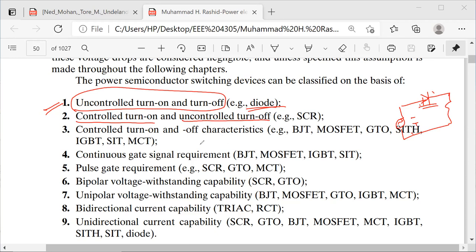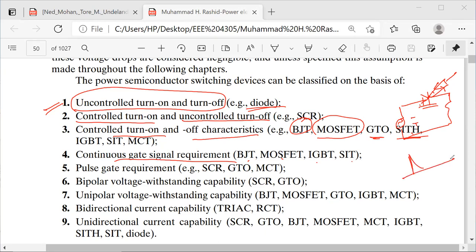But there are some other devices with controlled turn on and controlled turn off. That is BJT. If you apply the voltage, the BJT will be on. If you withdraw the voltage, the BJT will be off. If you apply the voltage, the MOSFET will be on, and if you withdraw the voltage or reverse bias it, then it will be off. GTO: if you apply a positive current, it will be turned on. If you apply a negative current, it will be turned off.